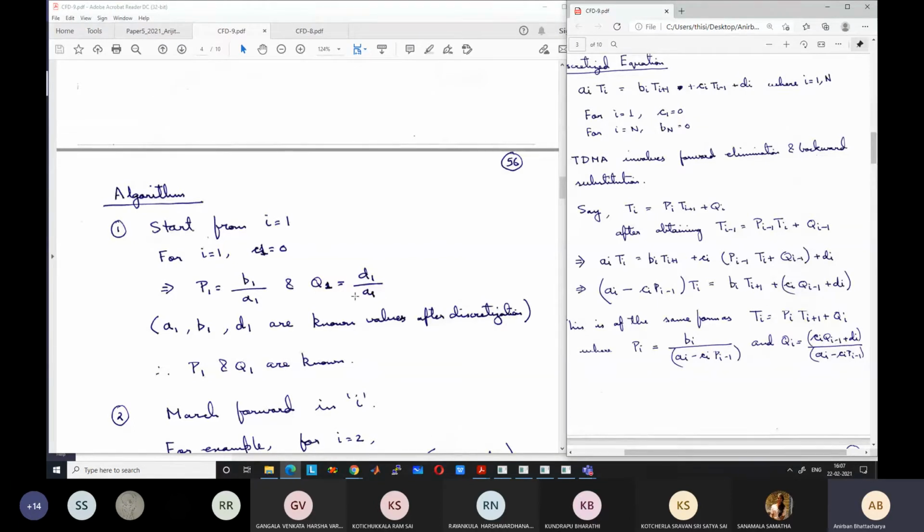So are P1 and Q1 known to us? Can we calculate P1 and Q1? We can calculate them, right? Because A1, B1 and D1 are known after discretization. So P1 and Q1 are known. We can calculate P1 and Q1 based on A1, B1 and D1.